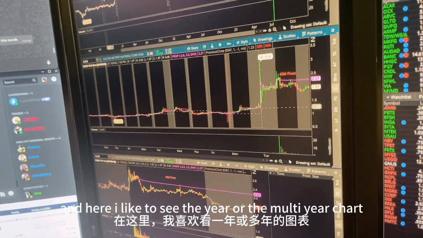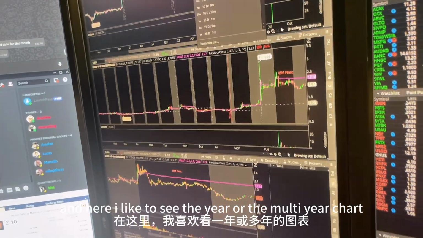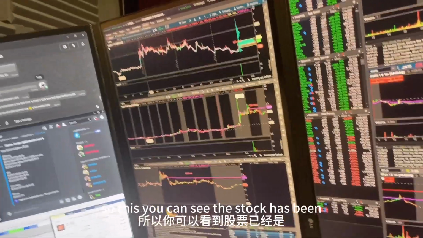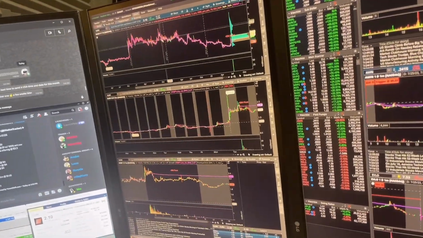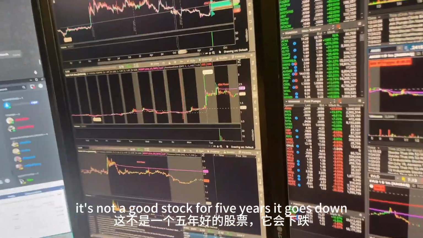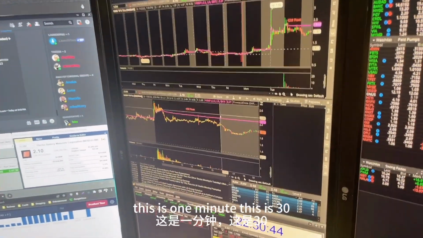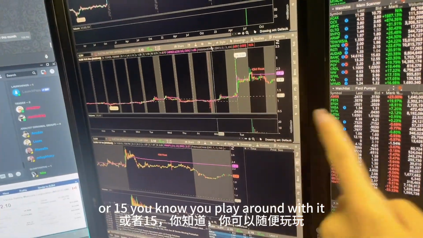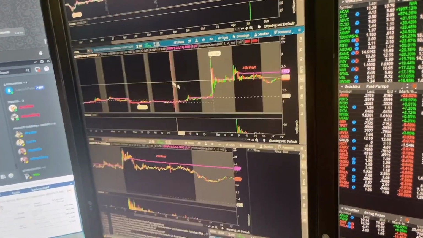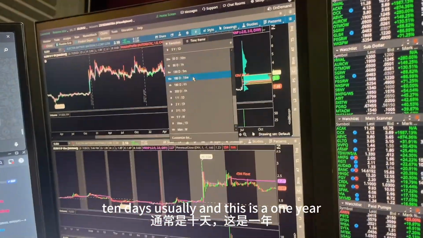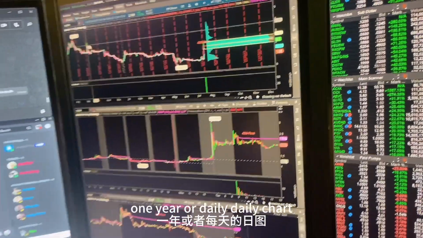And here I like to see the multi-year chart. This one I put 5 years. I want to see what it did. So you can see the stock has been, it's not a good stock. For 5 years it goes down. This is 1 minute, this is 30 or 15, you play around with it. 10 days usually, and then this is a 1 year, or daily chart.